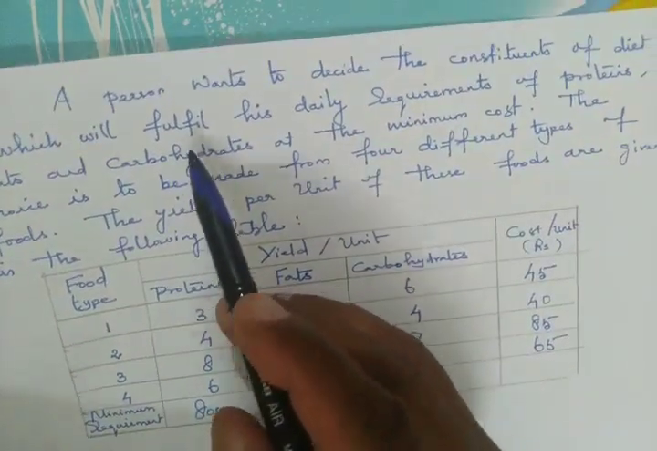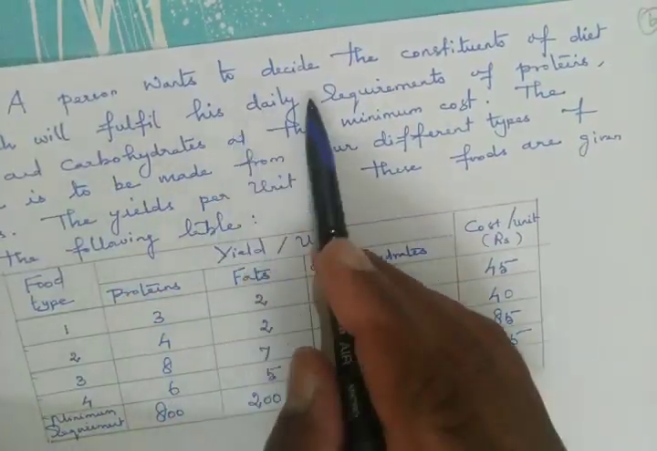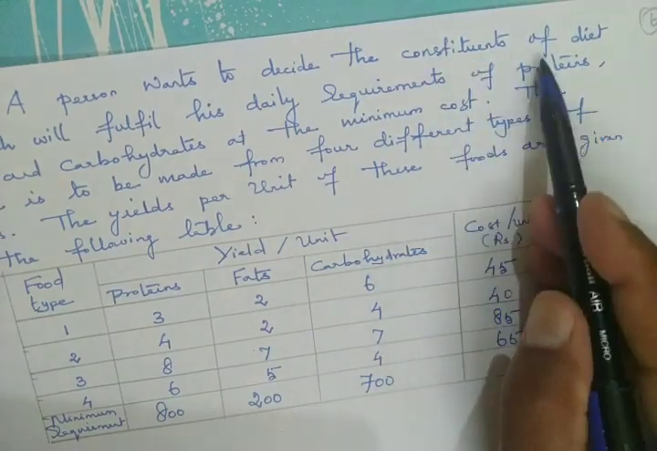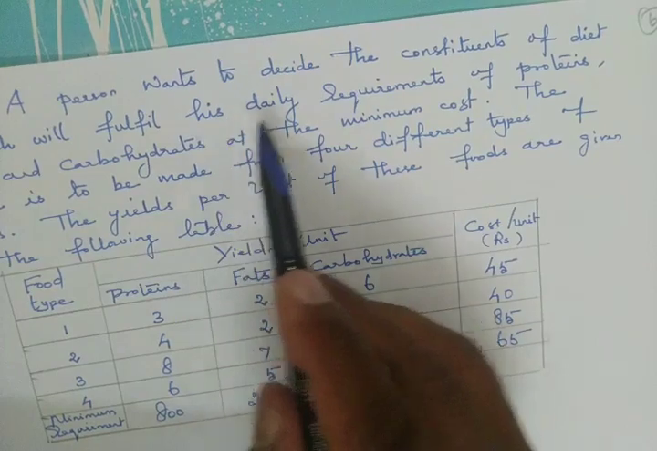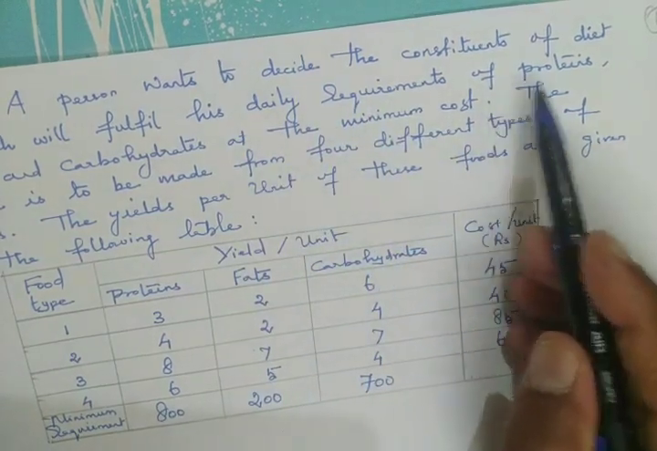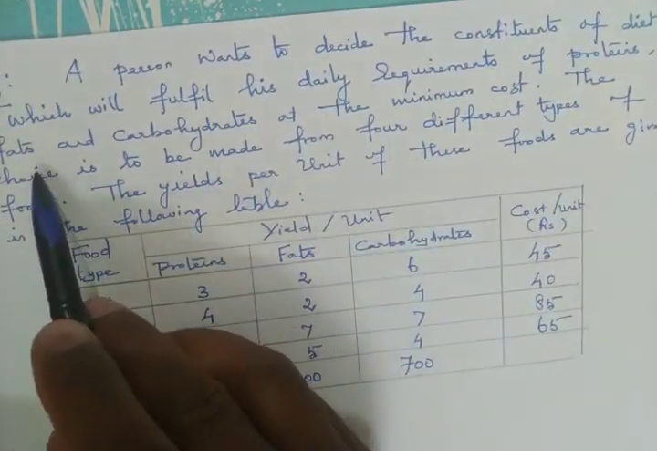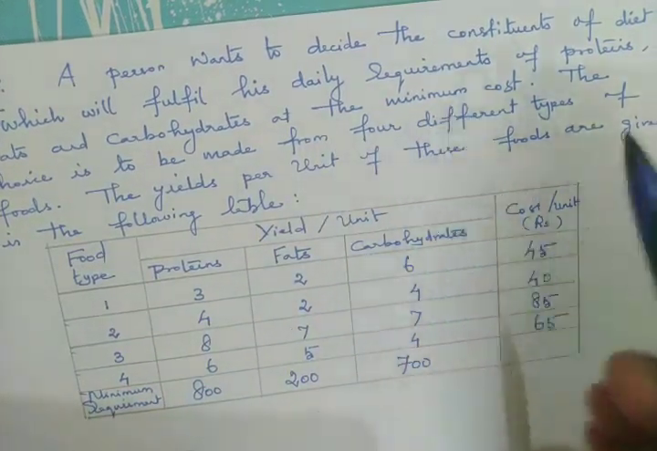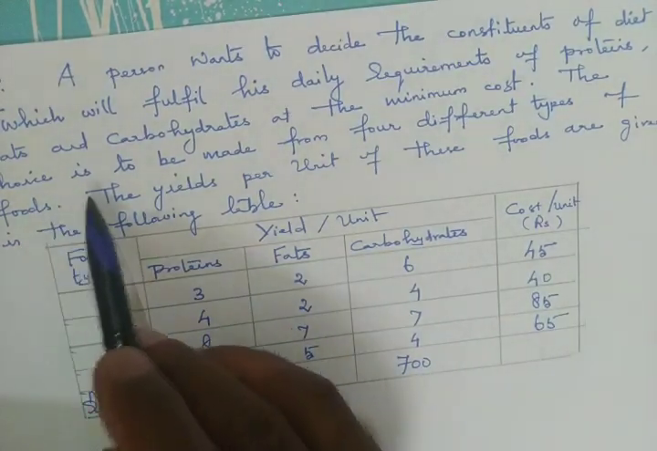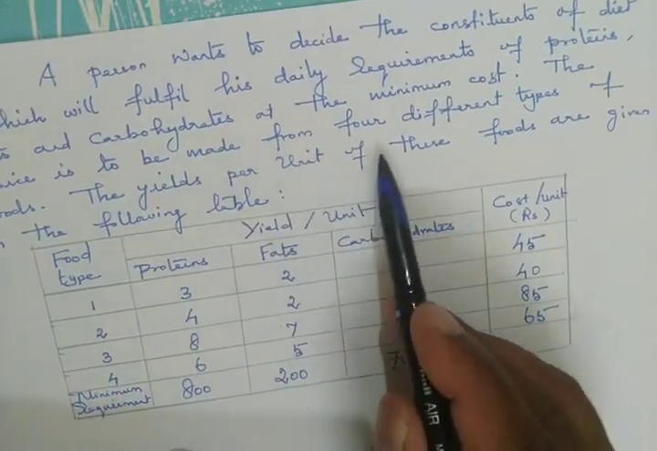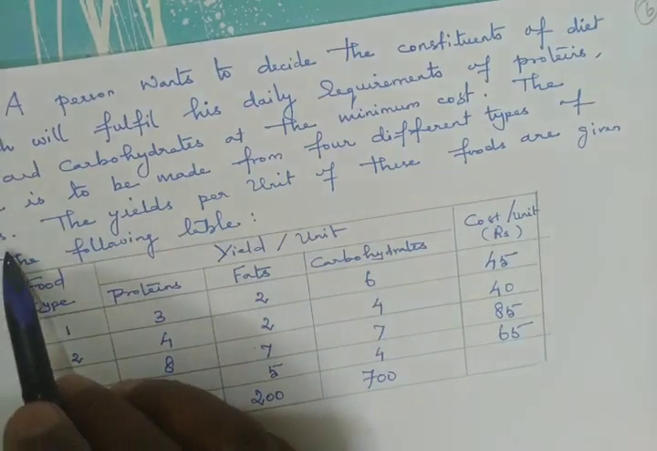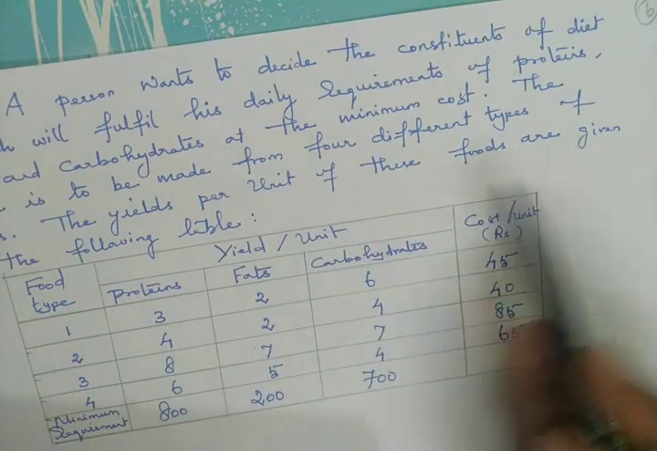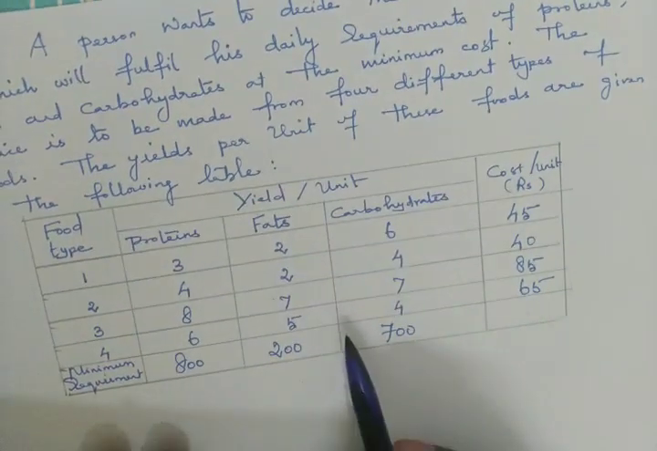A person wants to decide the constituents of the diet which will fulfill his daily requirements of proteins, fats and carbohydrates at the minimum cost. The choice is to be made from 4 different types of foods. The yields per unit of these foods are given in the following table.